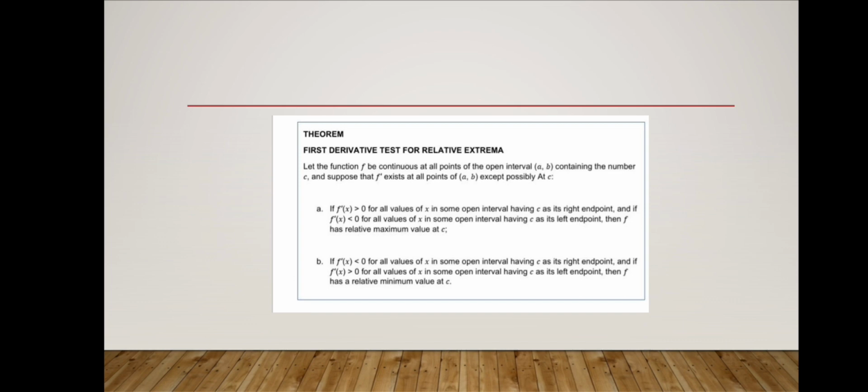So we will explain it. The first derivative test states that if f is continuous at c and f'(x) changes its algebraic sign from positive to negative as x increases through the number c, then f has a relative maximum value at c. And if f'(x) changes its algebraic sign from negative to positive as x increases through c, then f has a relative minimum value at c.